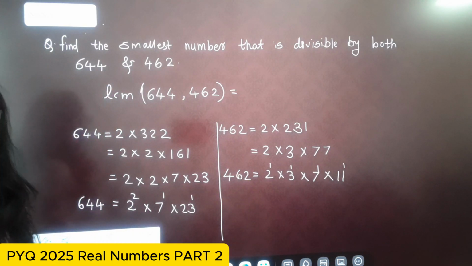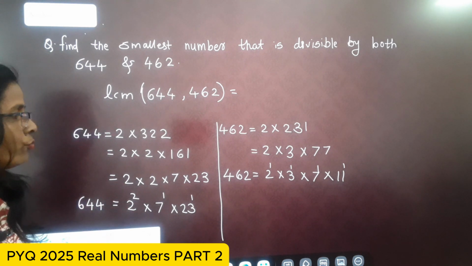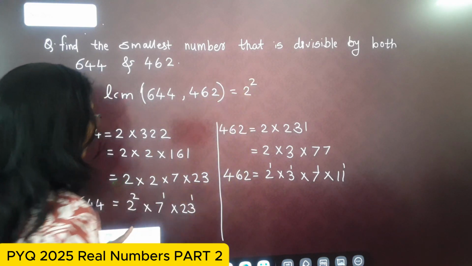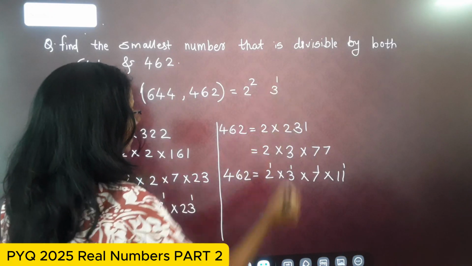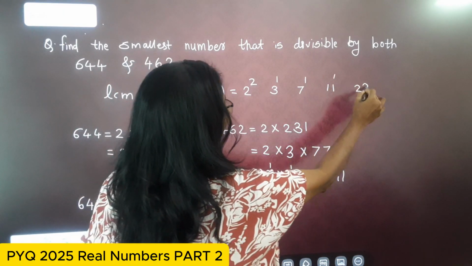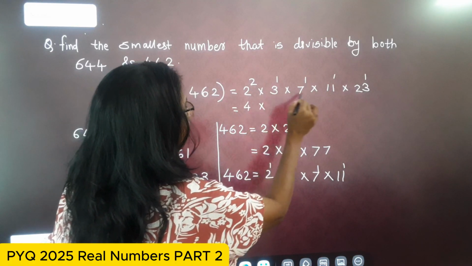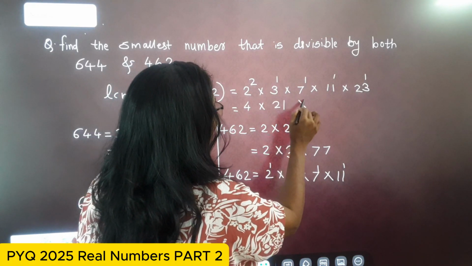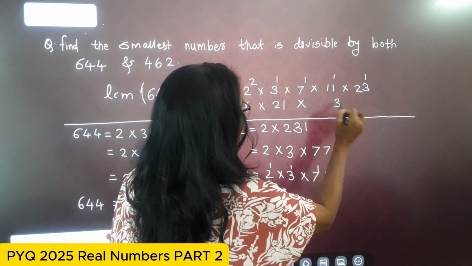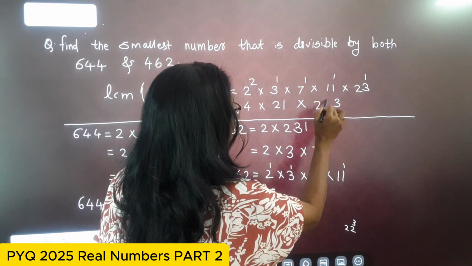Now we find the LCM, which means taking the highest power of each number. So 2 squared, then 3 raised to 1, 7 raised to 1, 11 raised to 1, and 23 raised to 1. Students, that is 4 multiplied by 21, and 11 multiplied by 23, which is 253.